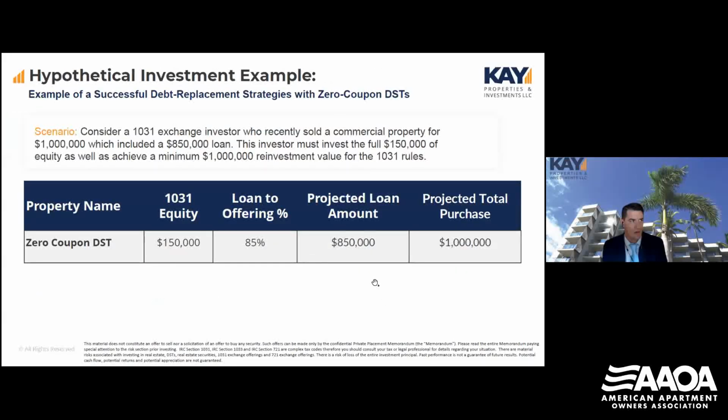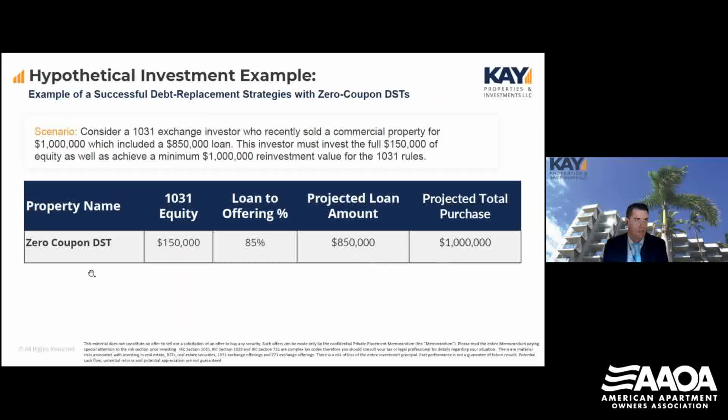So looking at a scenario here, consider a 1031 exchange investor who recently sold a commercial property for $1 million, which includes a $850,000 loan. This investor must replace the full $150,000 of equity as well as achieve a minimum $1 million reinvestment value per the 1031 exchange rules. So in this scenario, we've got $150,000 coming from 1031 equity. The offering size is 85% loan to value. The projected loan amount would be $850,000 with the projected total purchase price at $1 million.